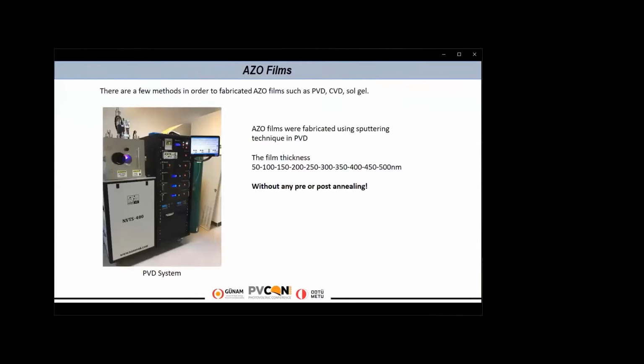There are a few methods in order to fabricate AZO films, such as PVD, CVD, and sol-gel methods. AZO films were fabricated using the magnetron sputtering technique in PVD. 10 different sets of samples with different thickness. We fabricated AZO films from 50 nanometer to 500 nanometer. The reason we investigated such a large range is to find out the best film thickness in terms of optoelectronic properties. By the way, we didn't apply any pre or post annealing to the fabricated AZO films.